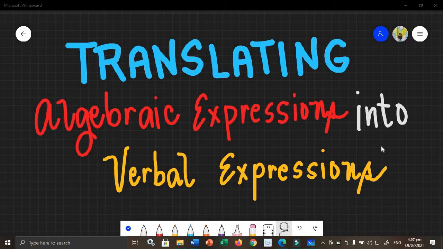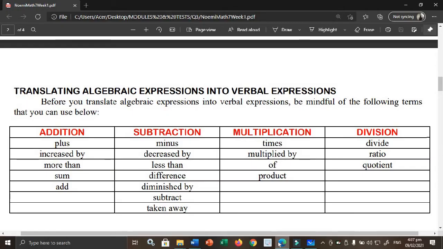Next is how do we translate algebraic expressions into verbal expressions naman. So, paano kapag the given is an algebraic expression and we need to make it into words or a verbal expression? So, before we translate algebraic expressions into verbal expression, we need to be aware of these words na pwede natin gamitin when we talk about the operations.